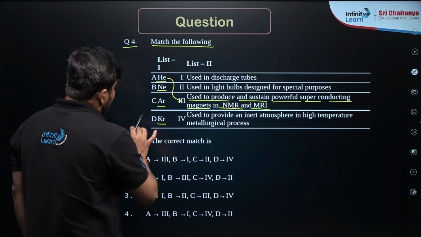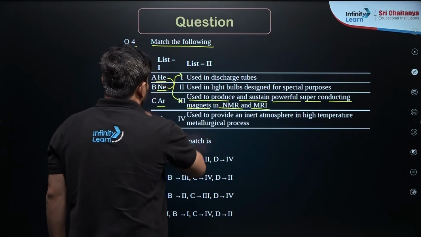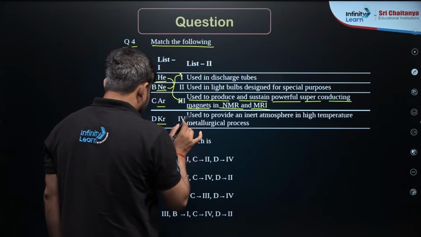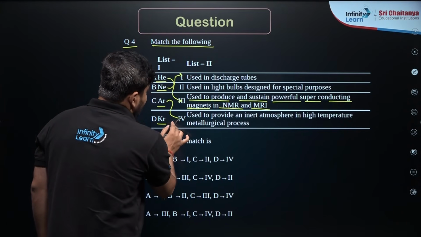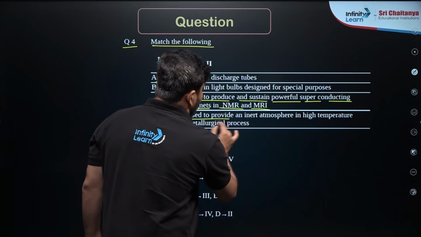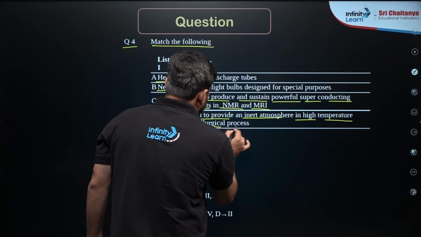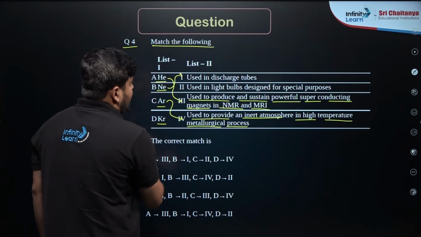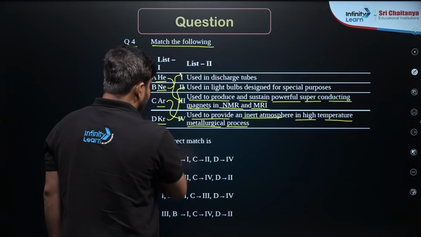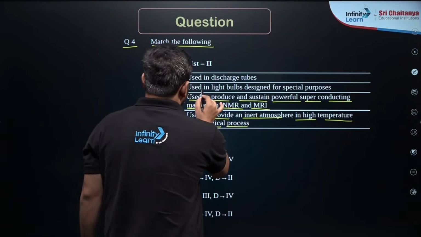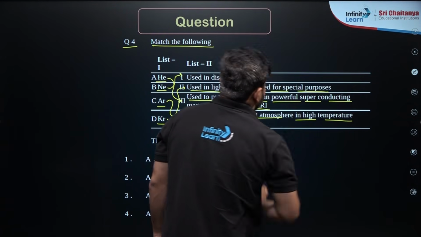If we discuss neon, where do we use it? In the discharge tube. Argon, where is it used? Argon is used to provide an inert atmosphere in high temperature metallurgical processes. And krypton is used in light bulbs designed for special purposes only.